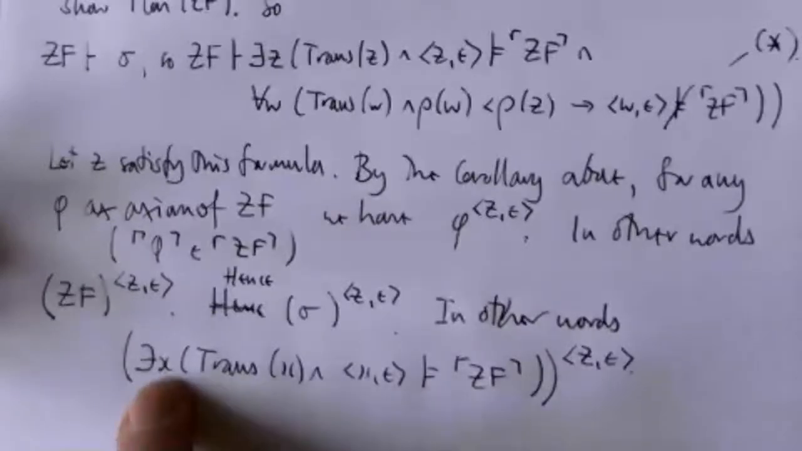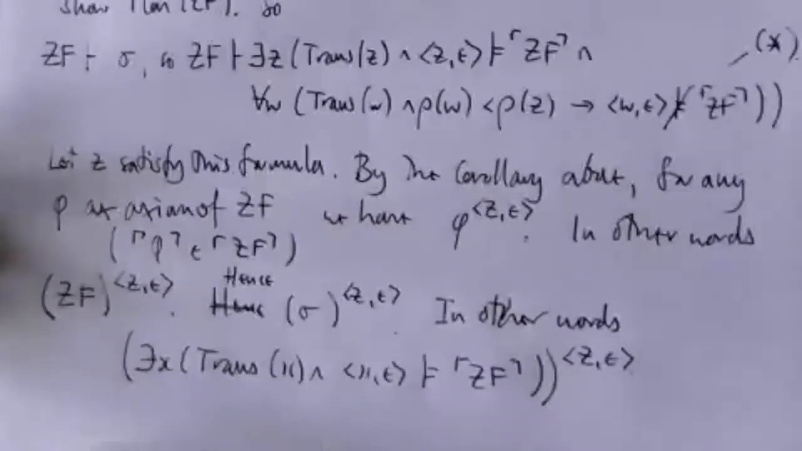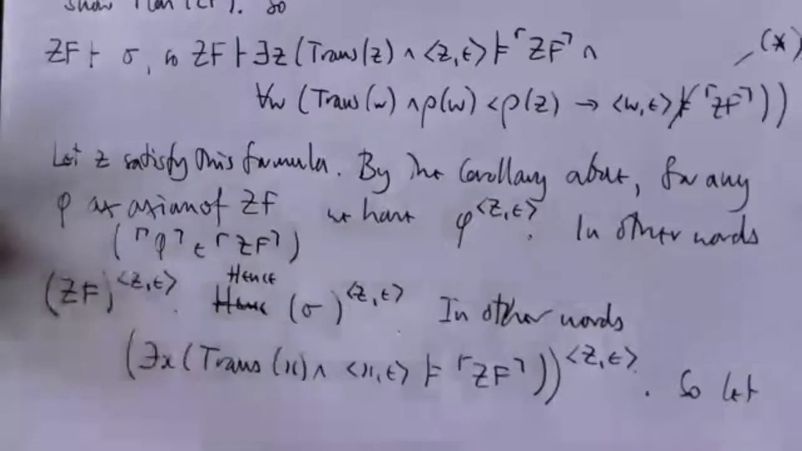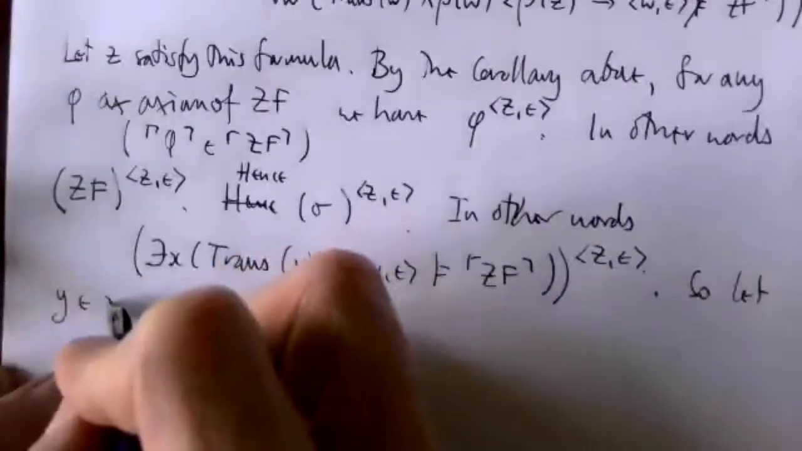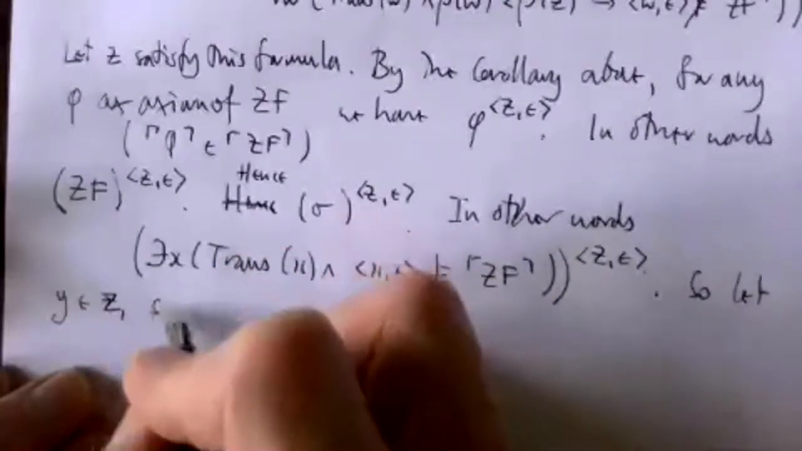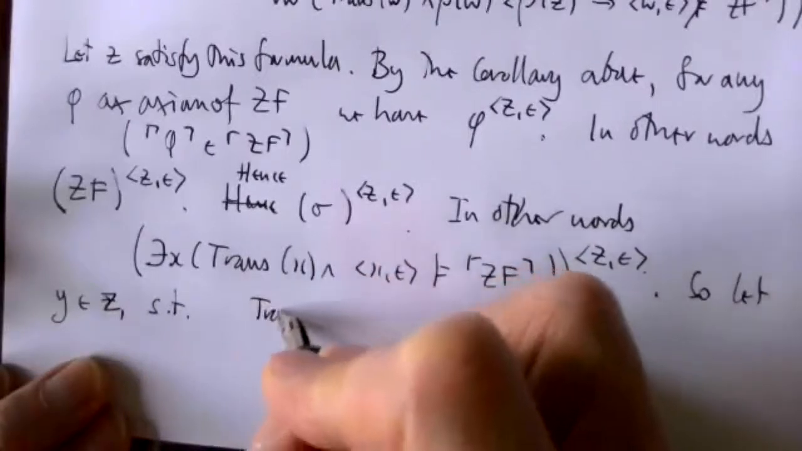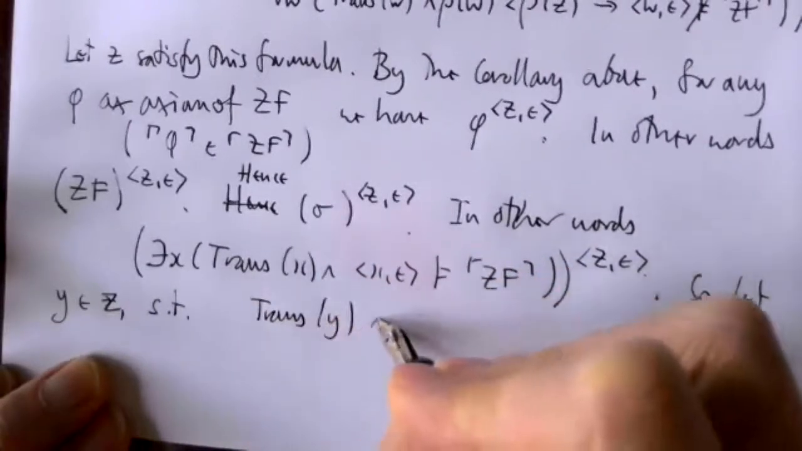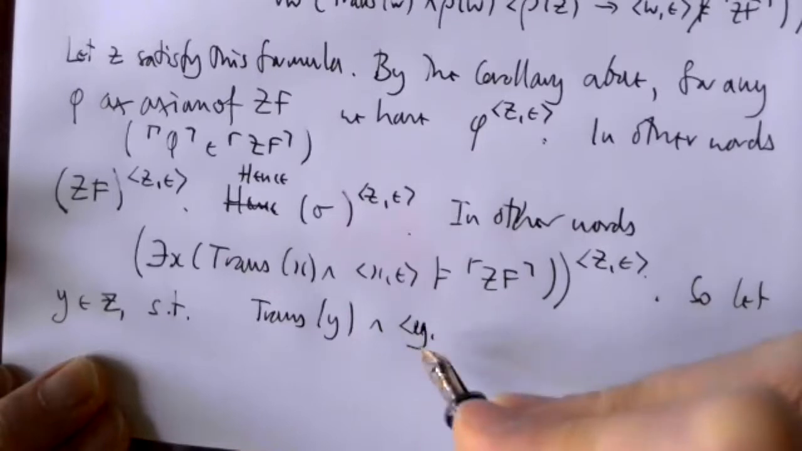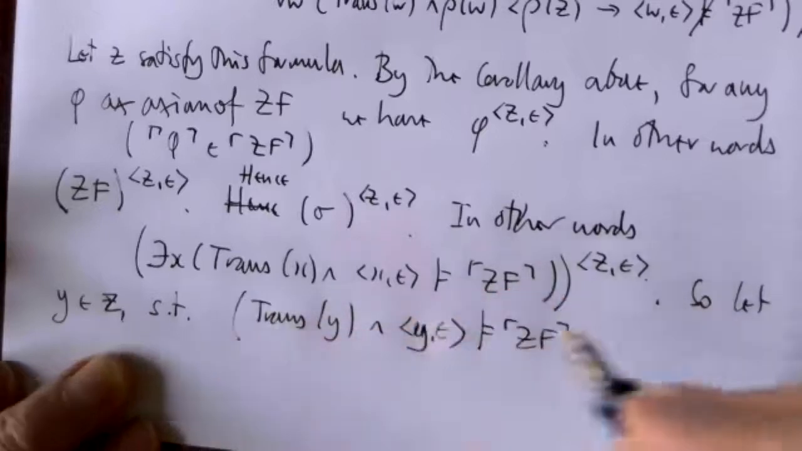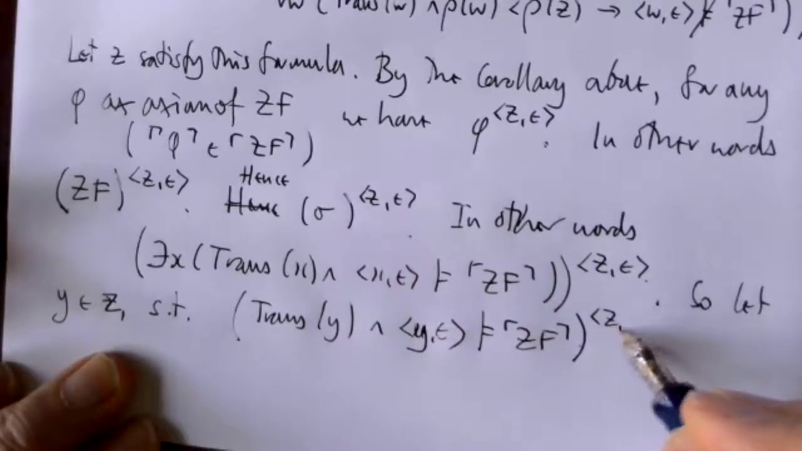So pick a Y that makes this true. On the closing straights, we'll get the contradiction. So let Y be in Z so that it's transitive and Y epsilon is a model of ZF in Z.